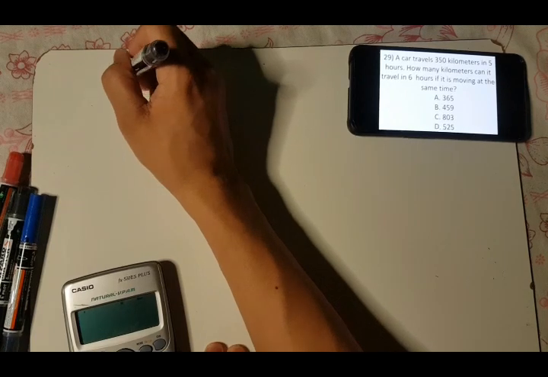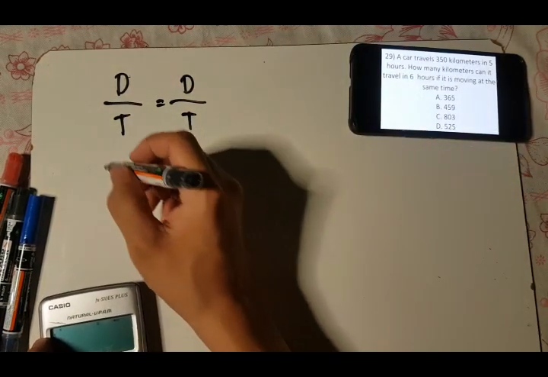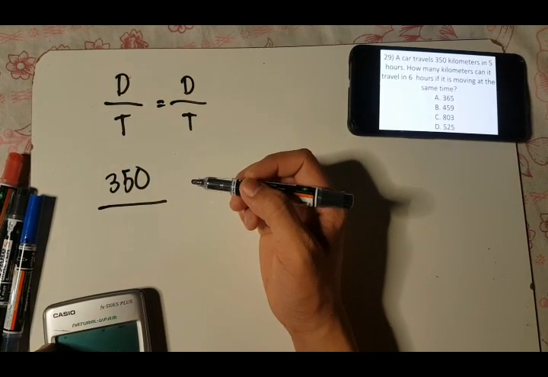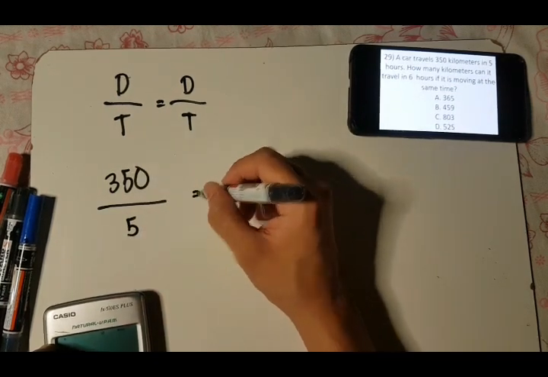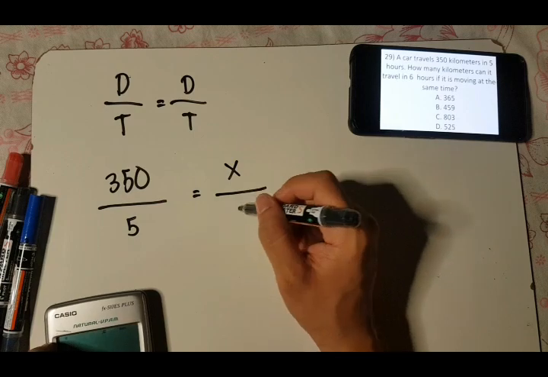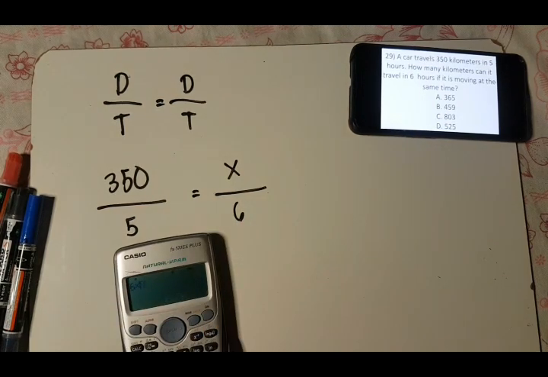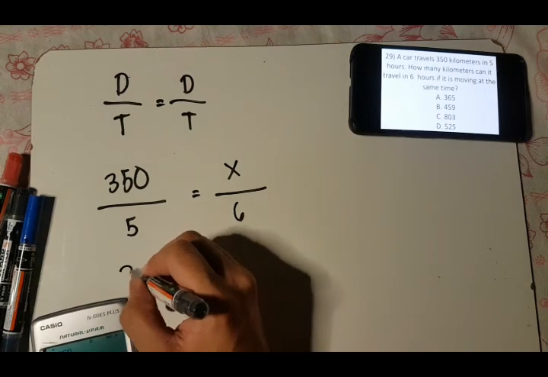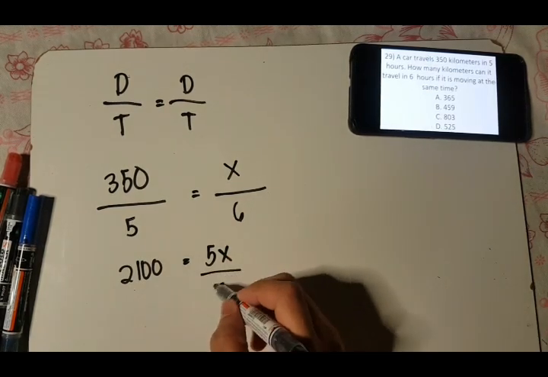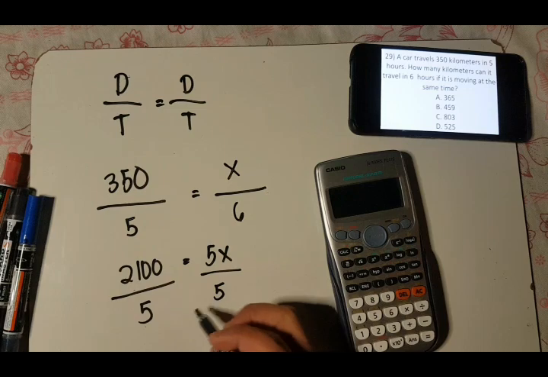So, ganito lang gawin nyo dyan. Distance over time is equal to distance over time na nako-cover. So, the first one is 350 kilometers for the distance over the time that it traveled. So, 5 hours is equal to the missing kilometers or the missing distance, which is, let natin siya as x, over 6. So, let's solve for the value of x. So, cross multiply lang. So, 6 times 350, 2,100 is equal to 5x. So, to get the value of x, divide both sides by 5. So, 2,100 divided by 5, that is 420.